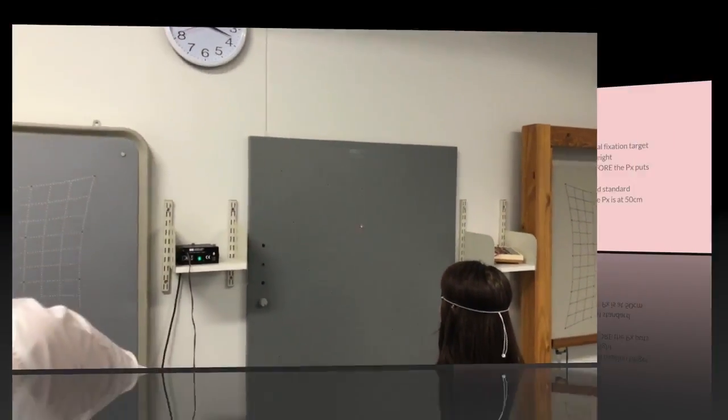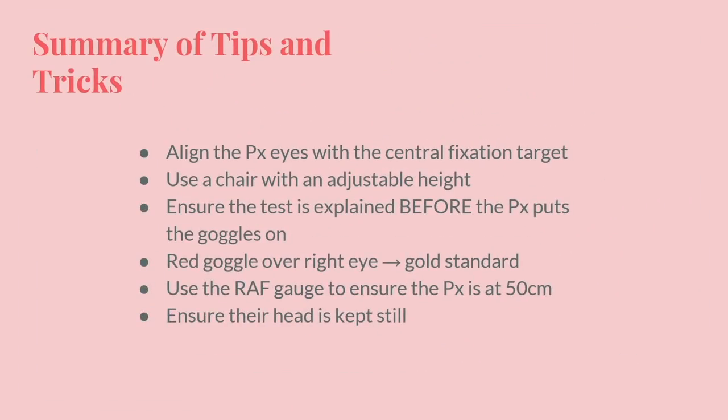I'll be 1 second. It is vital that the patient's eyes are lined up with the central fixation target when setting them up. This ensures that they are in primary position and the measurements of the extraocular muscle actions are accurate. Using a chair with adjustable height would make this easier. It is a good idea to get into the habit of putting the red lens of the goggle over the patient's right eye. This is the gold standard method and a good way to have a consistent, systematic approach.